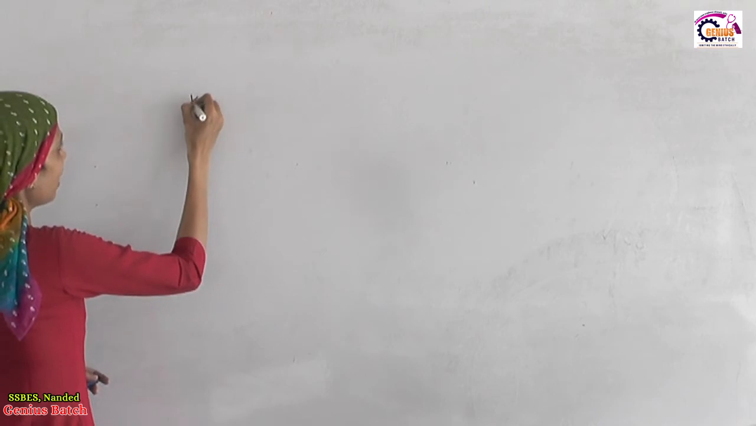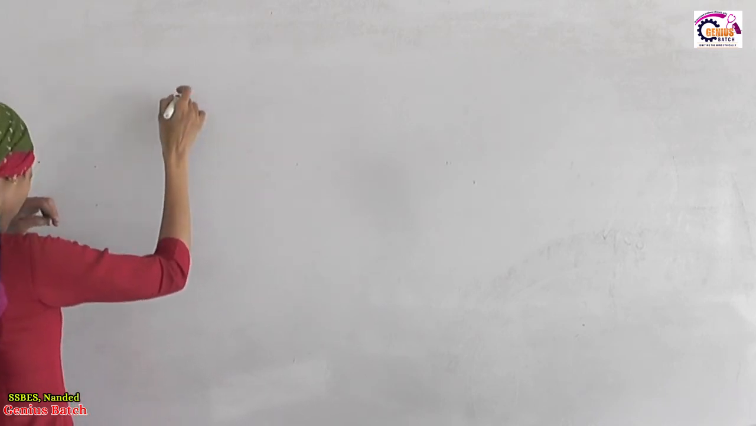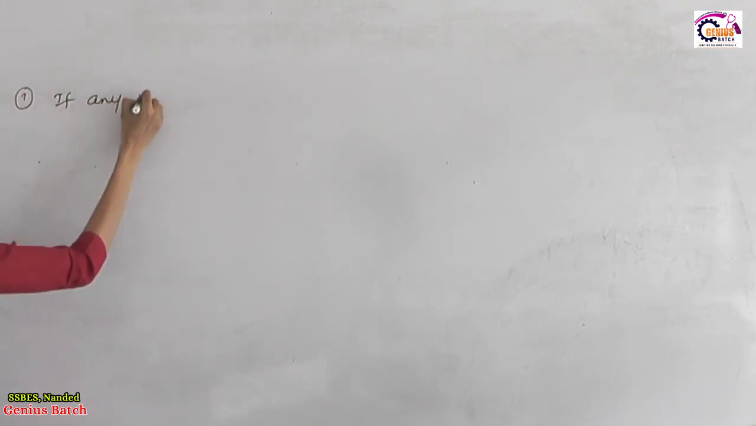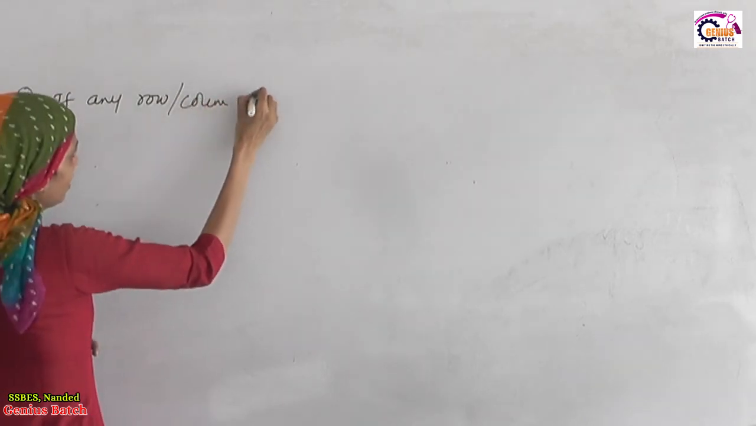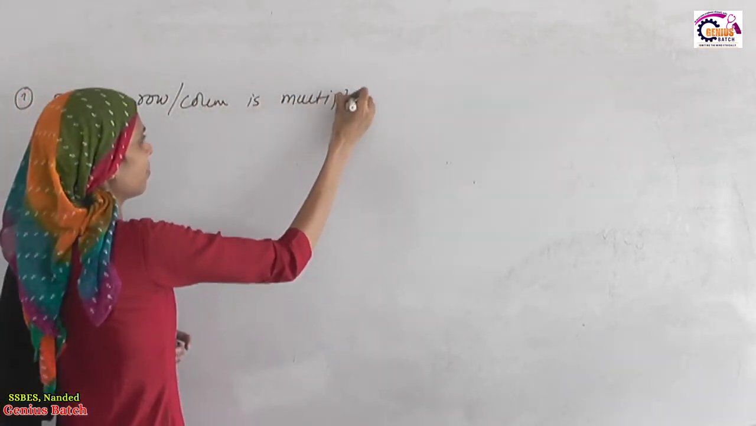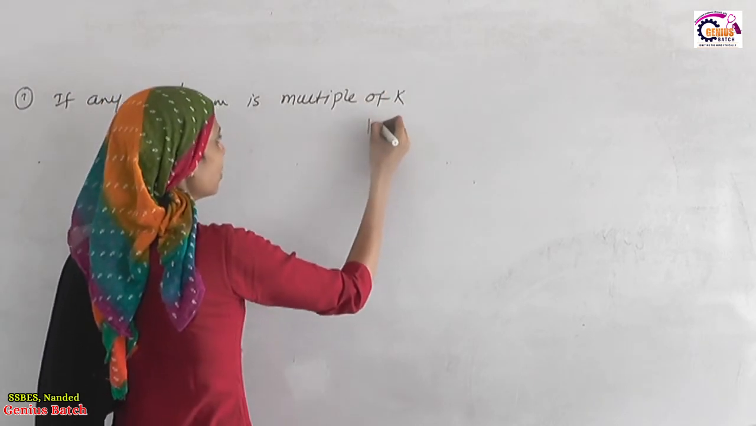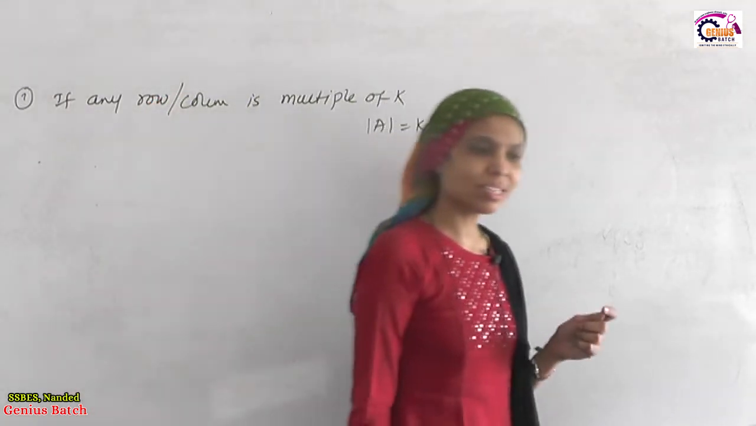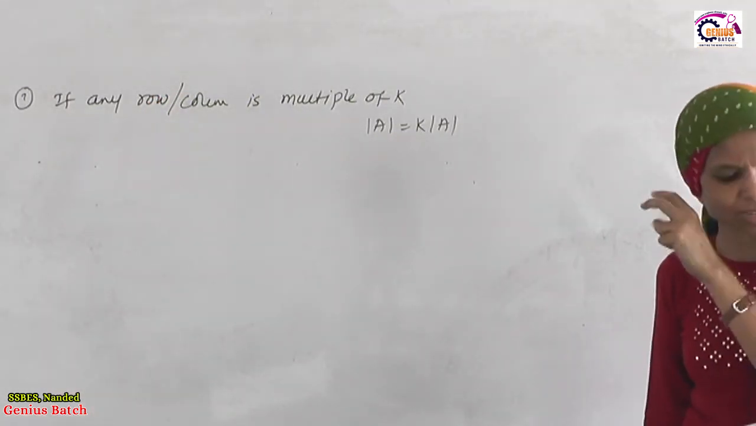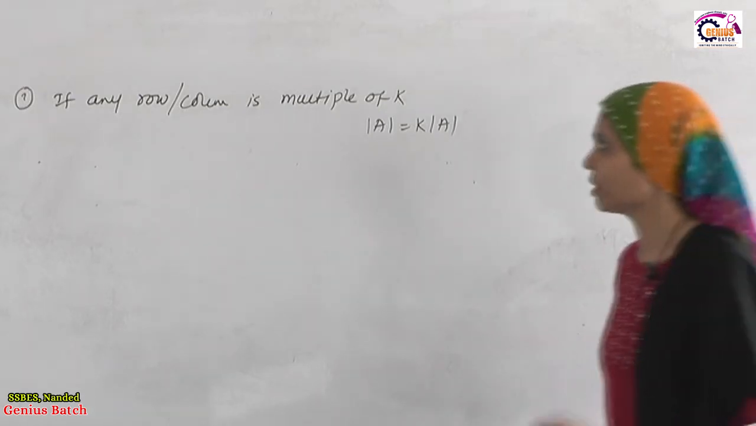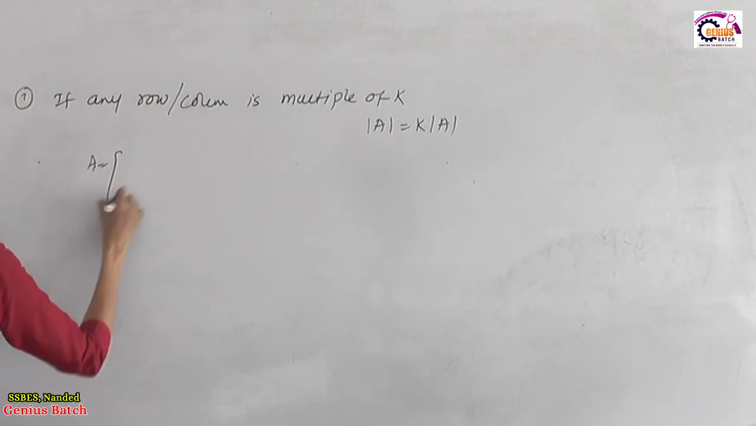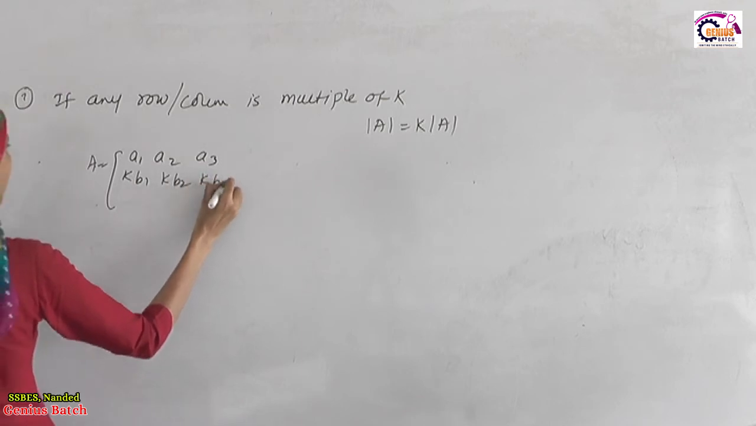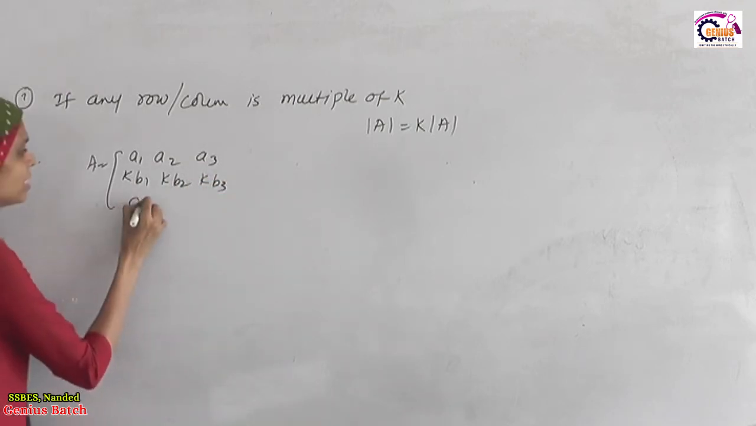म्हणजे पहा, example will say what the property is saying, if any row or column is multiple of k, then you can write determinant is equal to k into determinant of A. You can take the scalar k outside the determinant. This is the meaning. म्हणजे पहा, A हा मॅट्रिक्स सपोज असा आहे, A1, A2, A3, KB1, KB2, KB3, okay, and C1, C2, C3.